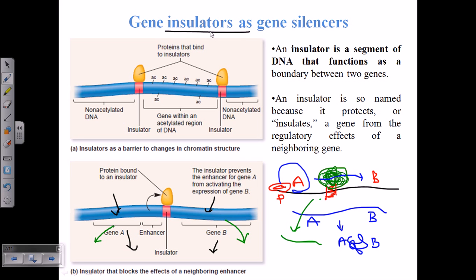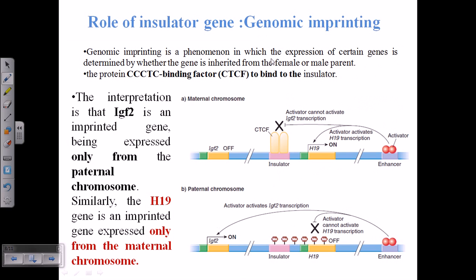And we are going to see an important effect of this gene insulator to control or regulate the expression of a few genes which must be coming from our father, and also the expression of a few genes which must be coming from our mother, right? This process is called genomic imprinting. So let's talk about it. Here it is, the role of the insulator gene on the major scale is genomic imprinting.